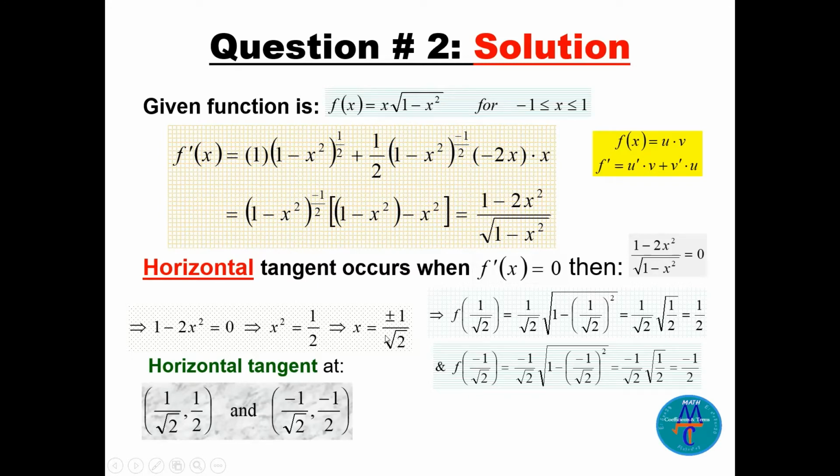Same thing for the second x, f of minus 1 over square root of 2. It will be minus 1 over square root of 2 times the radical. Here, when you square it, the minus will disappear, so we will have also half under the radical. So it will be minus half. So we have another point, minus 1 over square root of 2, minus half. This will be where the horizontal tangent is. So we have 2 points there, 2 horizontal tangents.